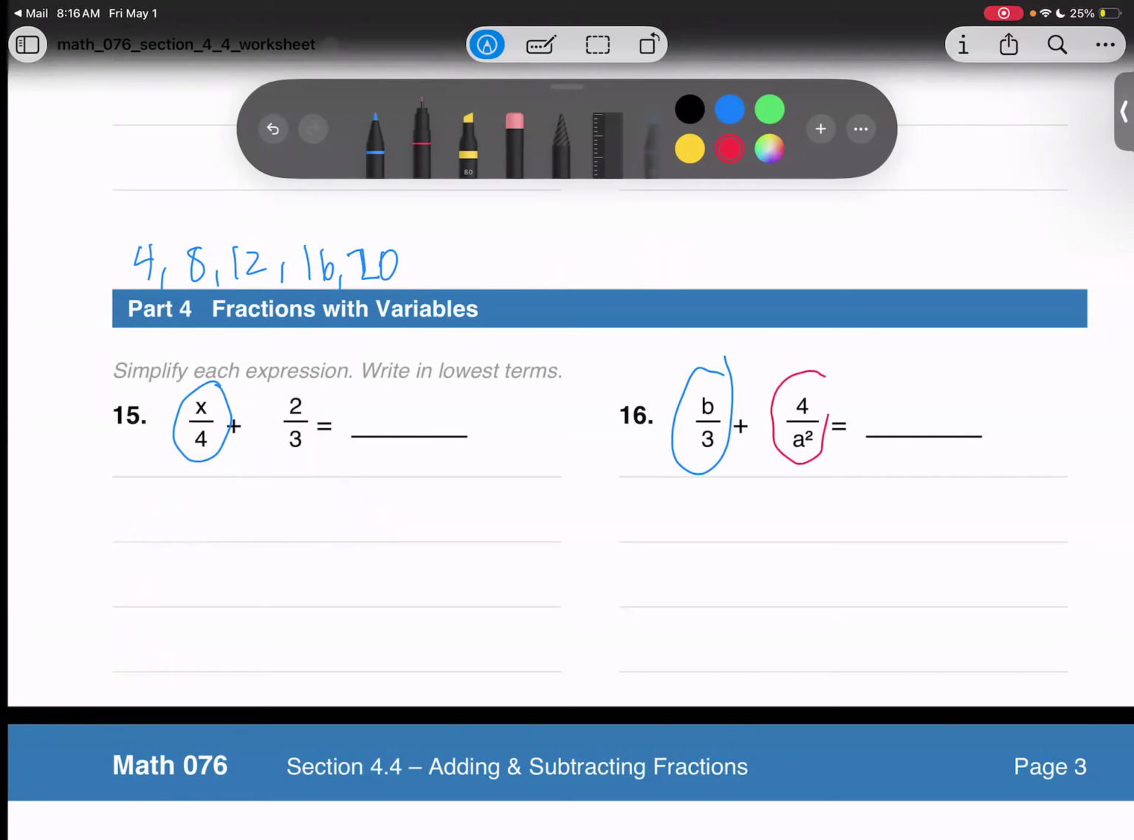Okay. Now I could write out my list, but I know right away that 3 times anything is just not going to be a squared. So I've got to be creative on this one. On this one, I am going to multiply my denominators times each other. 3 times a squared.